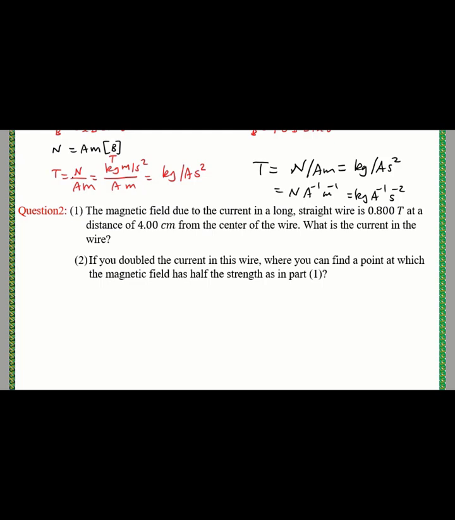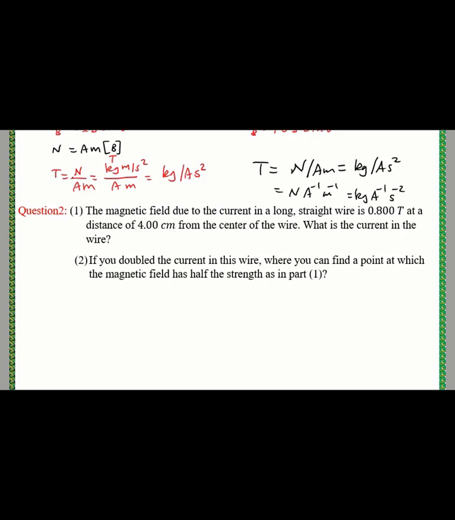The magnetic field due to the current in a long straight wire is 0.8 Tesla. This is B at a distance of 4 centimeters from the center of the wire. What is the current in the wire?